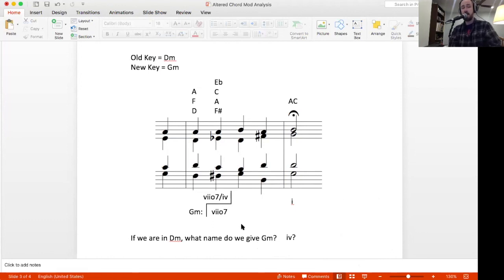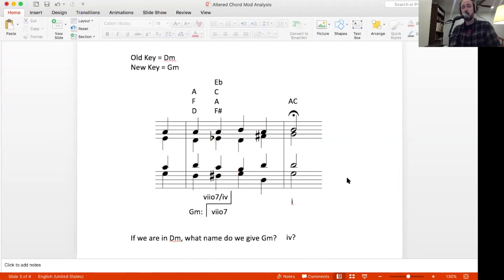Because remember, the way this works is the front side of the slash is the same as the label in the old key, and the back side of the slash is our code name for the new key. And in D minor, our code name for G is 4. So this is saying this is the 7, 7 of G minor chord. And in the new key, we're saying in G minor, this is 7, 7. Right? So these two line up, 7, 7 lines up, and G minor and 4 are equivalent, right?